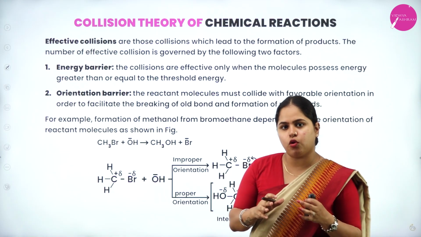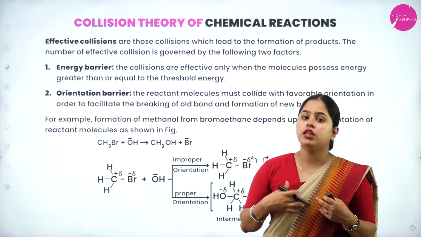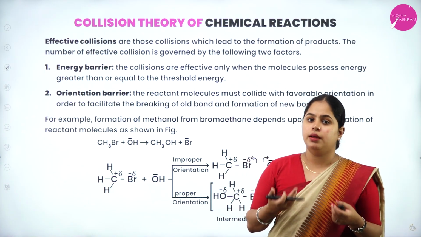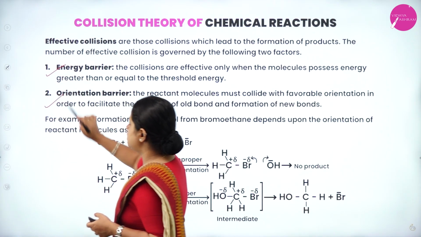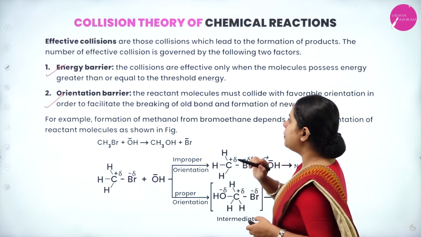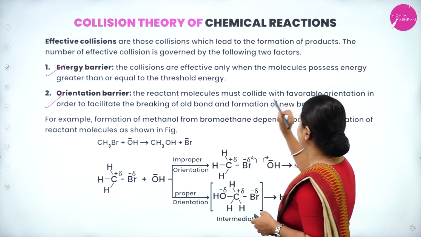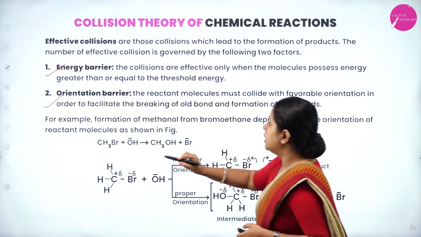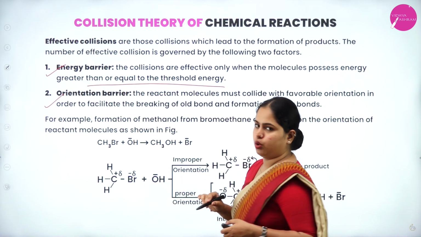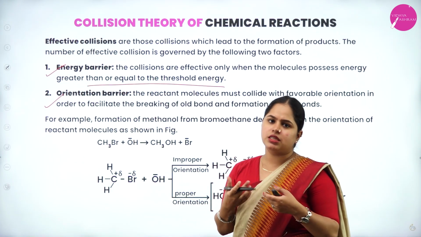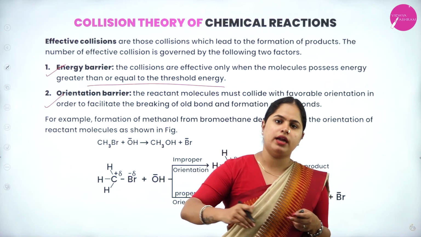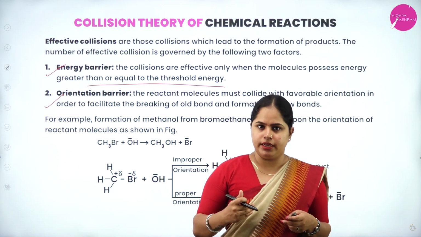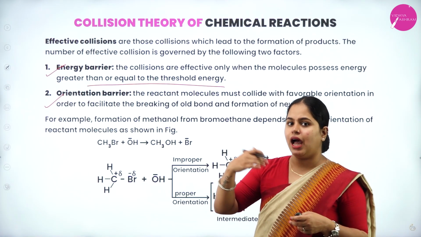So only effective collisions will give you products, and what are the factors on which this collision depends? That is effective collisions. One is energy barrier, another one is orientation barrier. So energy barrier: the collisions are effective only when the molecules possess energy greater than or equal to the threshold energy. Threshold energy is the minimum energy required by the reactant molecules so that they will form the intermediate, that is the activated complex.